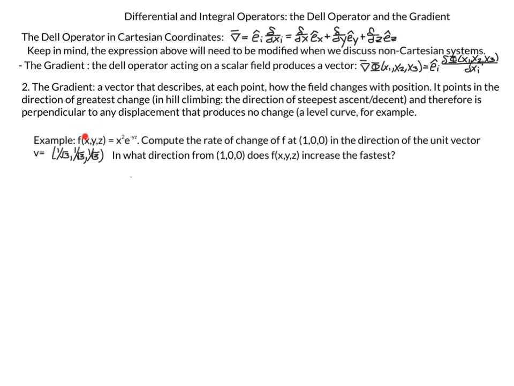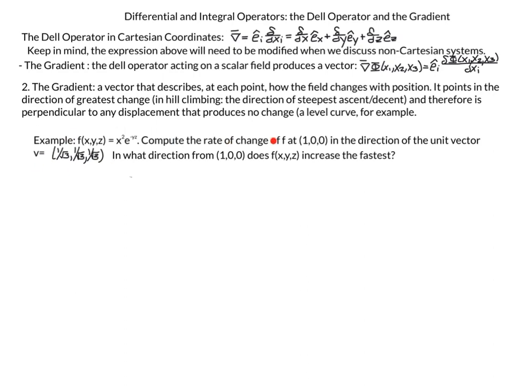I have the scalar function f of x, y, z equal to x squared e to the minus yz. So this is my phi. Compute the rate of change at the point 1, 0, 0 in the direction of the unit vector v equals 1 over square root of 3, 1 over square root of 3, 1 over square root of 3. So that's our first question. Our second question is, in what direction from 1, 0, 0 does f of x, y, z increase the fastest? For the first question, compute the rate of change of f at 1, 0, 0 in the direction of this unit vector v.